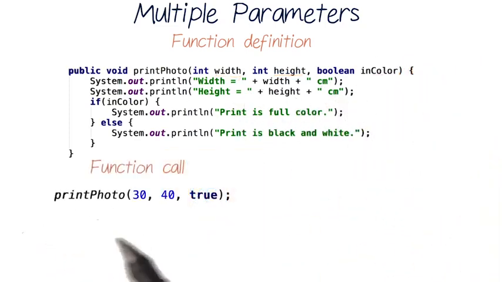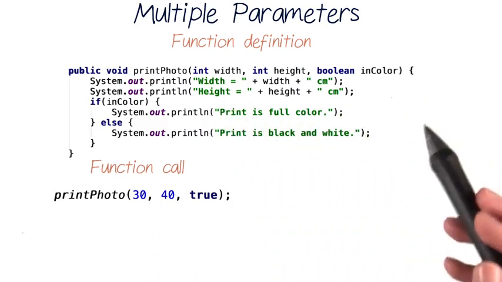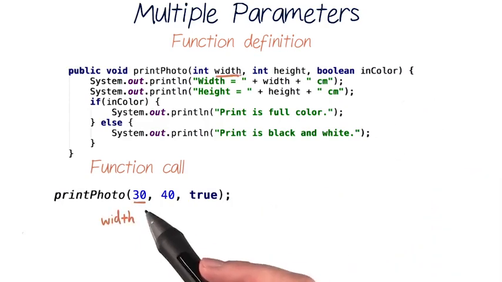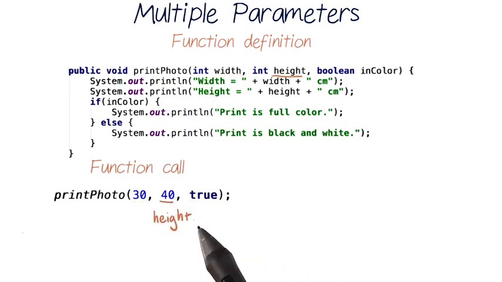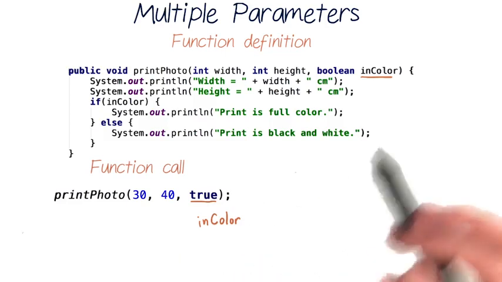To call our printPhoto function for different sizes and colors of prints, we have to provide the three pieces of information that this function expects, in the order that's specified. First we have an int argument that will correspond to our width parameter. Then we have another int argument that will correspond to our height parameter. And finally, a third Boolean describing whether this print should be in color or not.